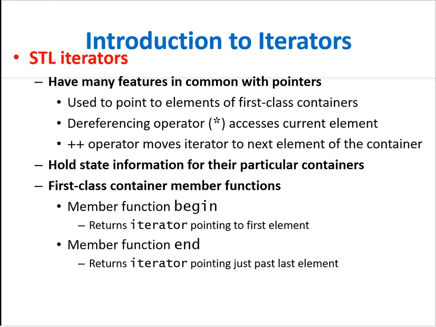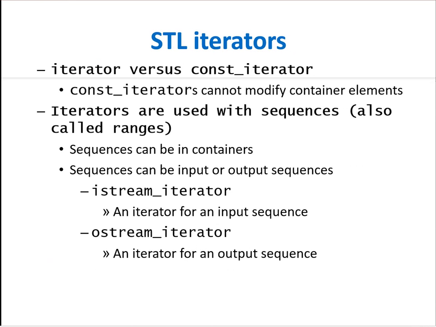Based upon that, iterators are of two types. One is the I iterator and the other is the O iterator. I iterator means input iterator and O iterator means output iterator. And based upon that, the begin and end member functions are supported by the iterator. Difference between iterator versus const iterator: a const iterator cannot modify the container elements, but an iterator can modify the container elements.